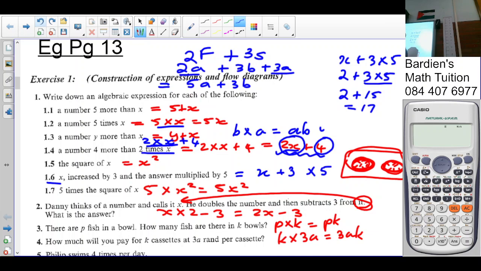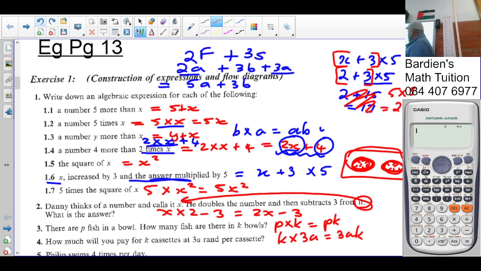x increased by 3. The answer of x plus 3 must be multiplied by 5. So which means to say, this must go in a bracket. Why? Because according to Bodmas, what is in the bracket must be done first. Make sense? So if we put the bracket there, then we would add 2 and 3 first. Not so? And what is 2 plus 3? 5. And 5 times 5 is? 25. So in other words, here must come a bracket. Make sense?